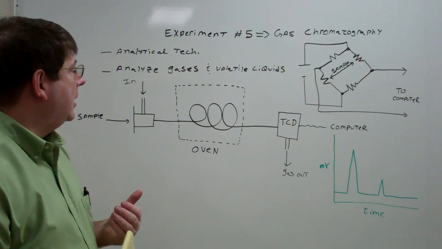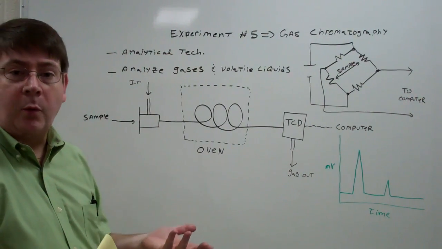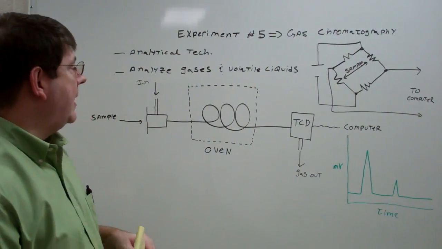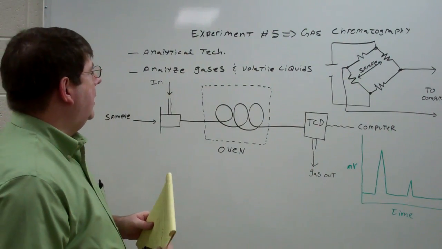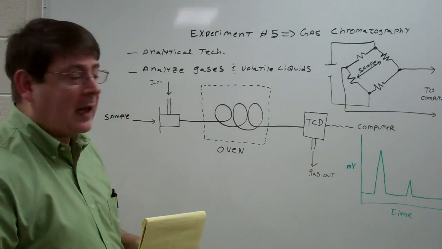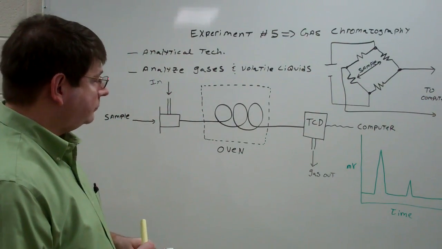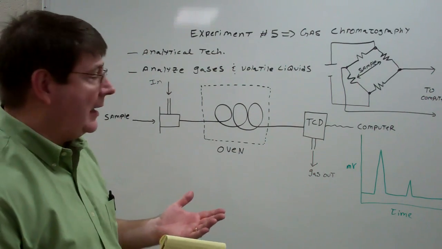But fortunately for us, it also allows us to analyze volatile liquids. So anything that we can get to boil, basically, we can analyze by gas chromatography. And so volatile liquids work pretty well for this. We're going to go through the basic components of a gas chromatograph, and talk about the data that we get and how we actually obtain that data.